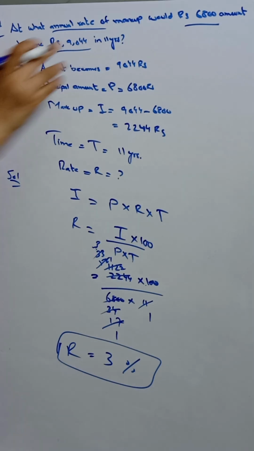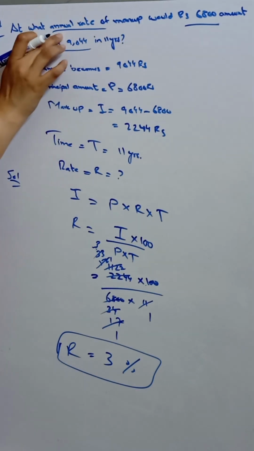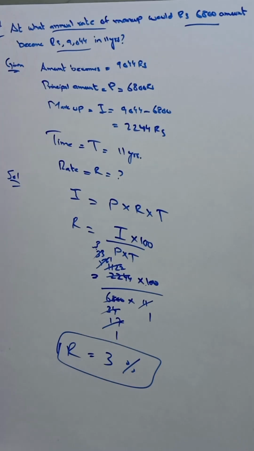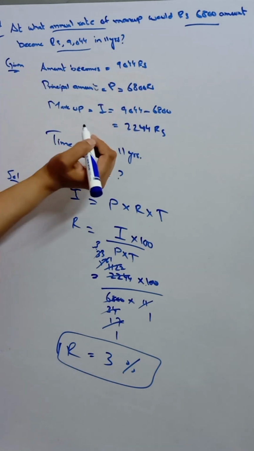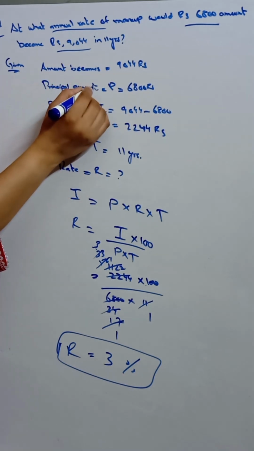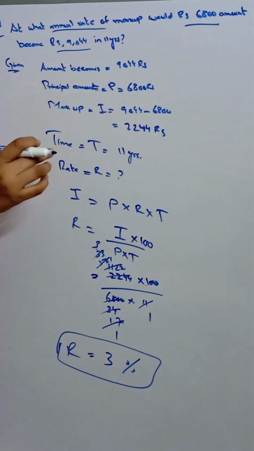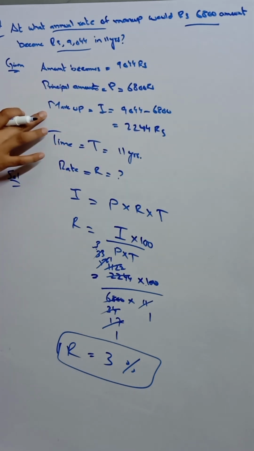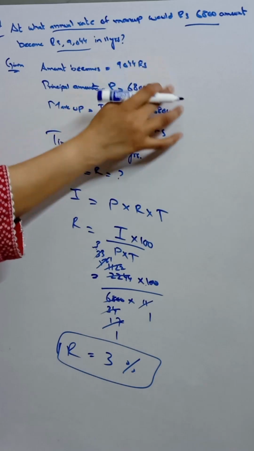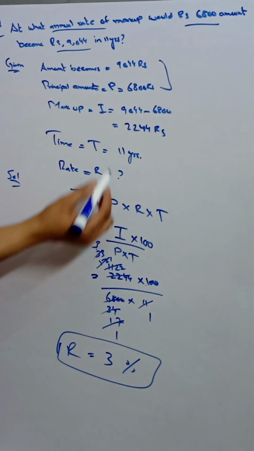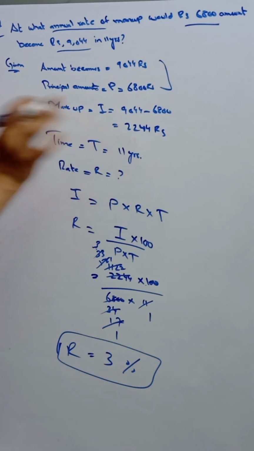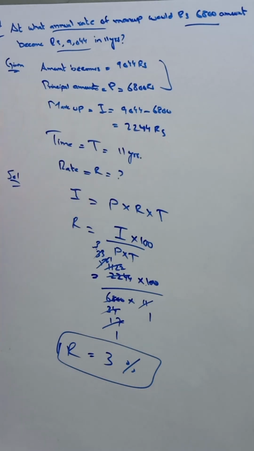So first we find markup, then we find its rate. Alright, so how could we find the markup? By calculating the difference. So let's begin. Amount becomes 9,044 rupees. Principal amount is 6,800. What would the markup I be? Take the difference, 9,044 minus 6,800. What is the answer? 2,244. You get the answer. This is called your markup.